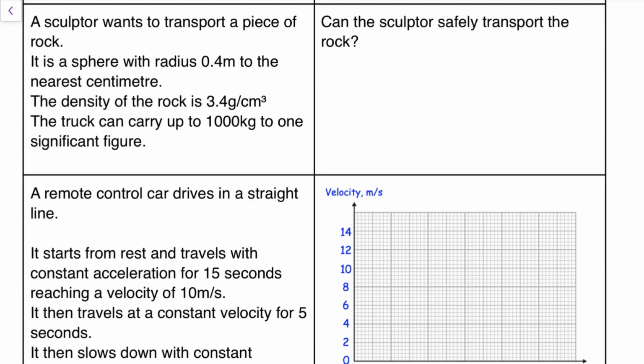Next question. A sculptor wants to transport a piece of rock. It is a sphere, radius 0.4 meter. Right, okay. So as soon as I see nearest, I'm thinking bounds. And it is also the case that the mass is also to the nearest 1 kilogram, or 1 sig fig, I should say. So let's just get the bounds dealt with first. And you know, again, it's not all about the exam, but frankly, it's a mark in the exam, so let's get it right. So the sphere is 0.4 to the nearest centimetre.